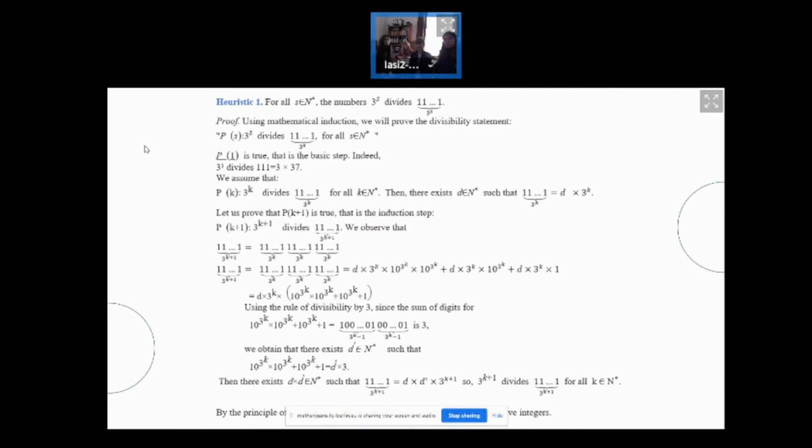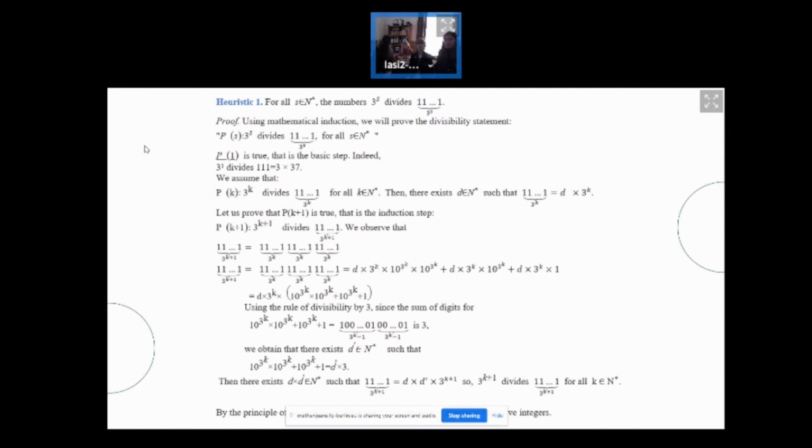Obviously, P1 is true, that is the basic step, because 3 to the power of 1 divides 111, which is 3 multiplied by 37. So, in the next step, we can assume that Pk, which states that 3 to the power of k divides 111 taken 3 to the power of k times for all k positive integers. Then there exists d, a positive integer, such that 111 taken 3 to the power of k times can be written as d multiplied by 3 to the power of k. Let us prove that P of k plus 1 is true. That is the induction step.